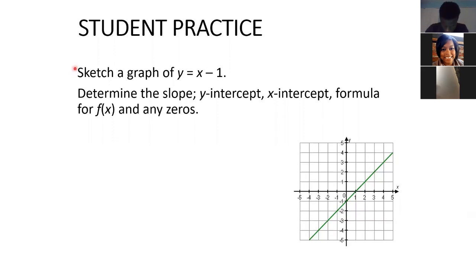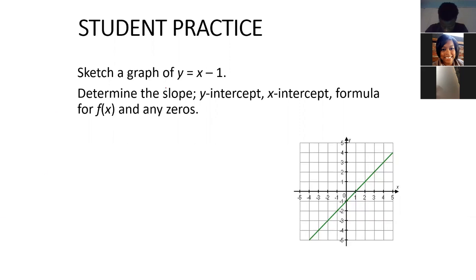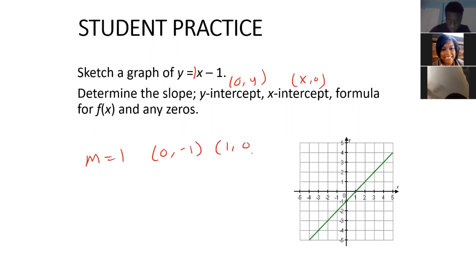This is a pretty simple one to go through, just to make sure that you understood the concept. So the slope, if I look at the equation, because there's no coefficient in front of the x, m equals 1. When you're writing out y- and x-intercepts, that means you're writing them as ordered pairs, okay? Your y-intercept is going to be 0, y value. Your x-intercept is going to be x, 0, right? So when I look at this graph, my y-intercept is at (0, -1). And my x-intercept is at (1, 0).